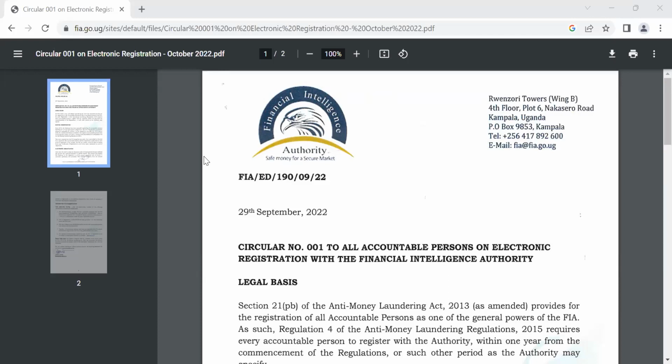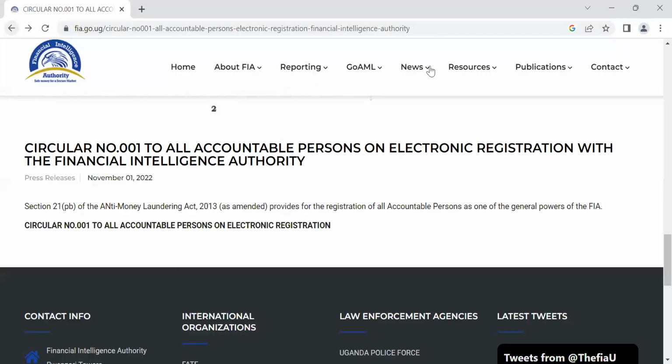Any other questions? We'll be moving slowly on this part so that we don't leave anyone behind. Hi, Ivan. Kindly take me through how you get to the circular. I'm on the website right now. It's under news. Under news, okay. You click on news and you'll find it there. Okay, I've seen it. Thank you.